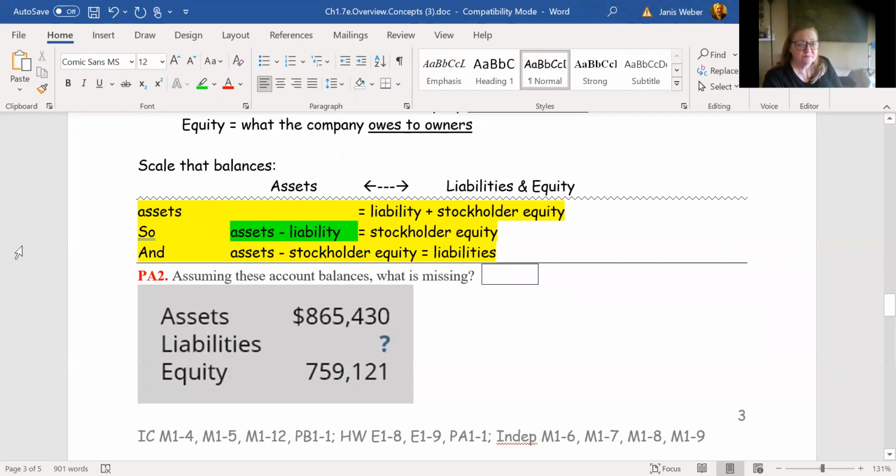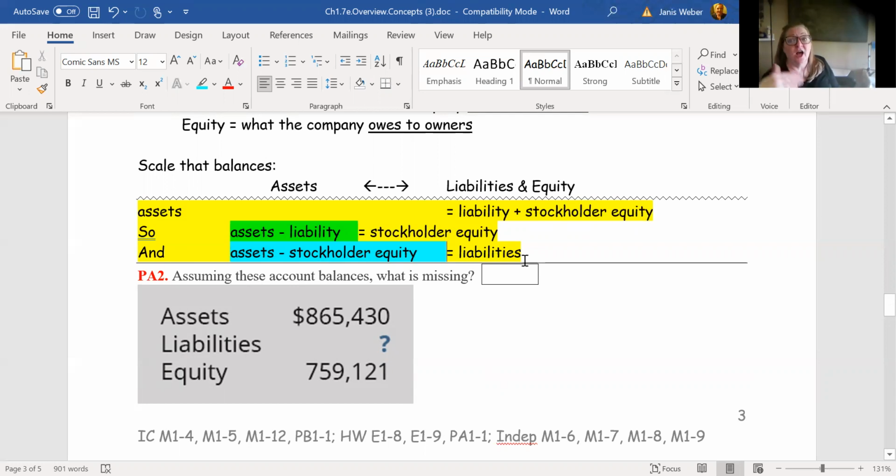And by the same token, if you know your asset amount and your stockholders' equity amount, you could subtract stockholders' equity from both sides and also come up with something. Instead of subtracting liabilities, if you subtracted stockholders' equity from both sides, you would wind up with assets minus stockholders' equity on one side and just liabilities on the other side, right?